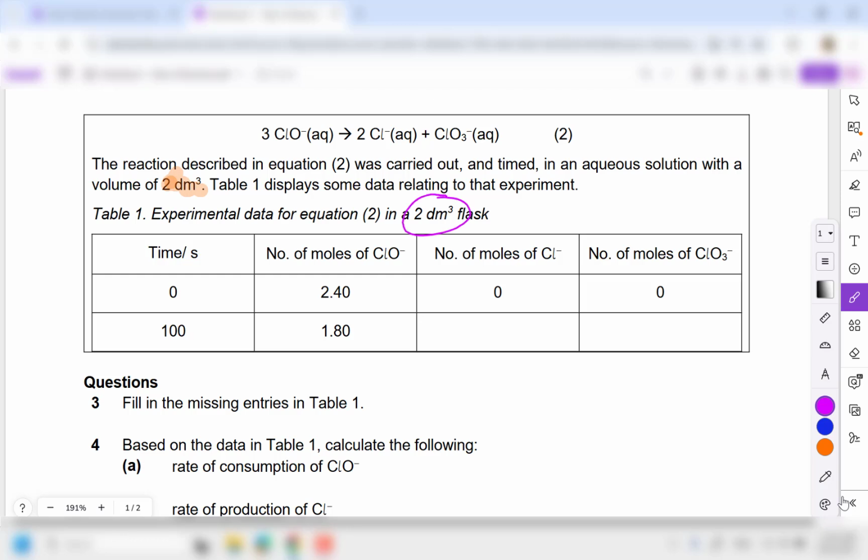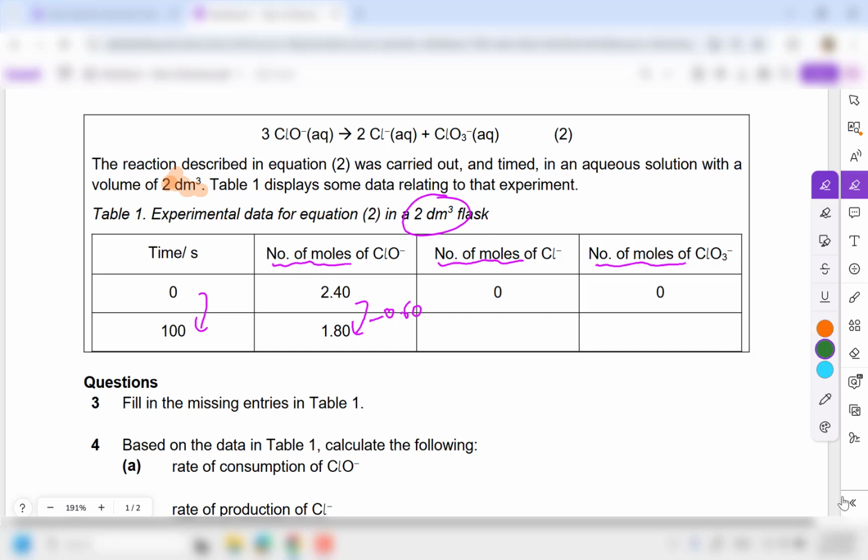So this is an increase in time from 0 to 100 seconds. You notice that this is the number of moles, in amounts, not concentration. It dropped from 2.40 to 1.80. So there's a change of 0.60. What's most important here is that we need to look at the stoichiometric ratio of chlorate 1 to chlorate 5. So the ratio in this case is 3:2:1. This is important.